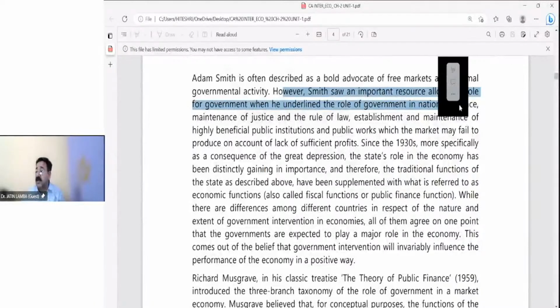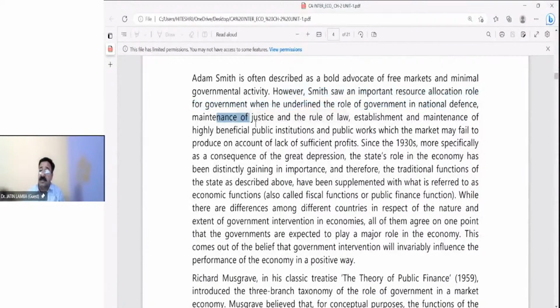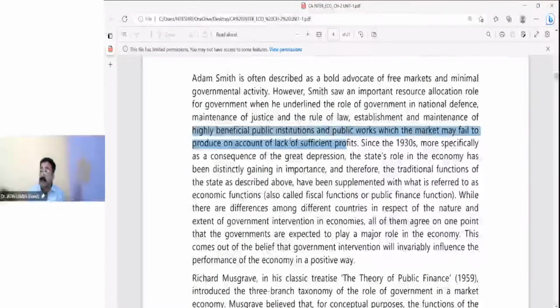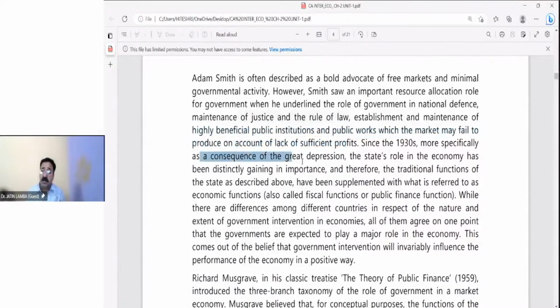right? For example, national defense. National defense, you cannot put the defense system in private hands, right? Maintenance of justice, rule of law, all these are highly beneficial to the public institution. Even Adam Smith was in favor that these activities should be in the hands of the government, right? Since the 1930s, more specifically as a consequence of the Great Depression, we have already explained it.